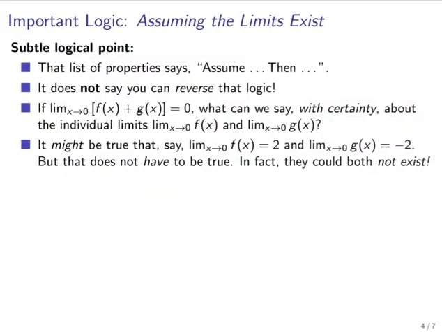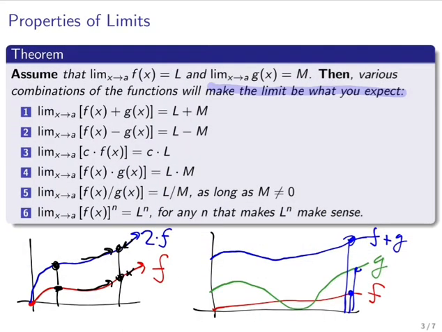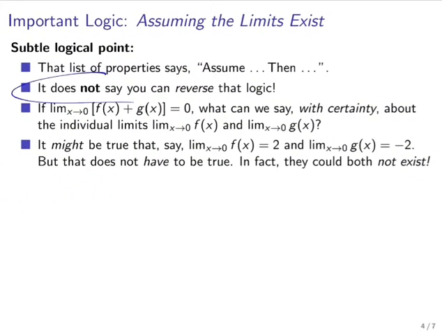So let's start applying some of these properties. But before we do that, I just want to actually be really careful about a subtle logical point. So let me jump back to the statement of this theorem here. It says that assuming those limits exist, assuming that f approaches L and g approaches M, then a whole bunch of things are true. And I want to draw your attention to the fact that I cannot reverse the order of those things. I can't start from the conclusion, and hope to get back to the assumptions. In other words, I can't turn the logic around. It does not say that I can reverse that.